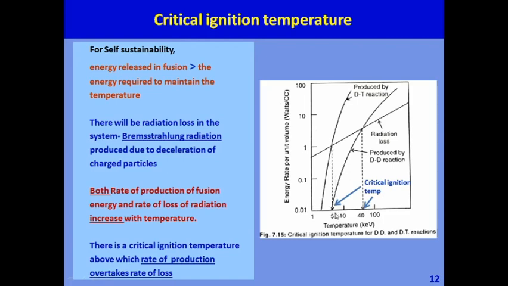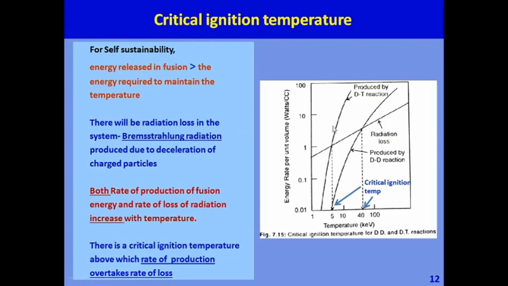So this temperature, say 5 keV, is the critical temperature for the DT reaction. Below this temperature the loss is more than the energy produced, whereas above it the energy produced is greater than the loss. So if you are using the DT reaction, the energy of the particles must be greater than 5 keV. Below 5 keV, the loss is greater. That is called the critical ignition temperature.